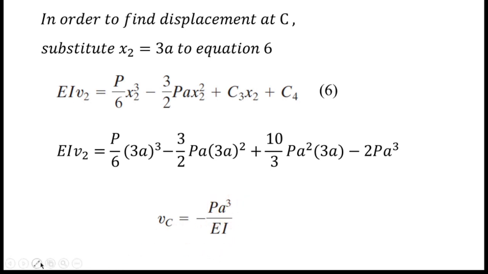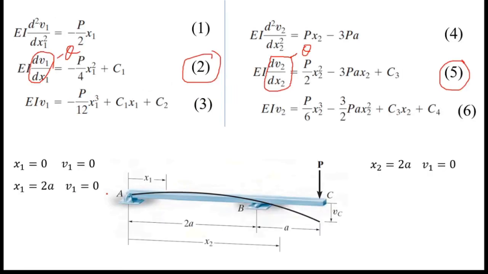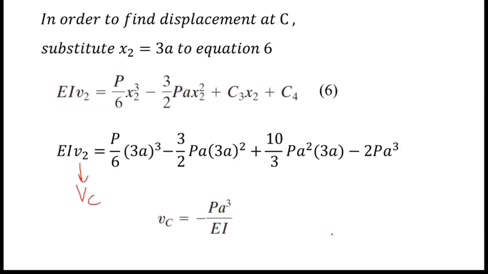If I substitute these values, this V2 becomes Vc, because the deflection which we get from this equation is the deflection of point C. When x2 equals 3a, this reaches this point. So this is the point C, and the deflection we get from that equation is the deflection of point C, which is Vc. So this is our final answer, the deflection of point C.